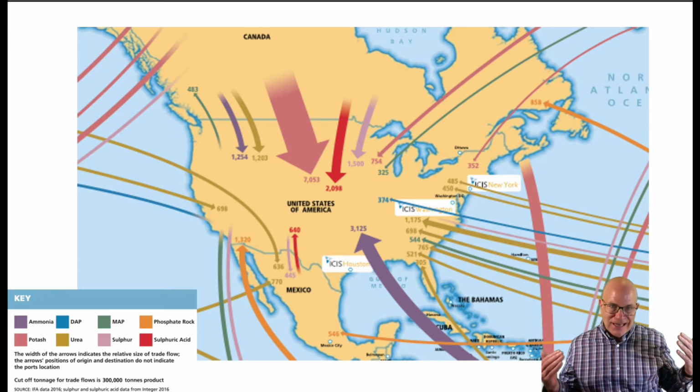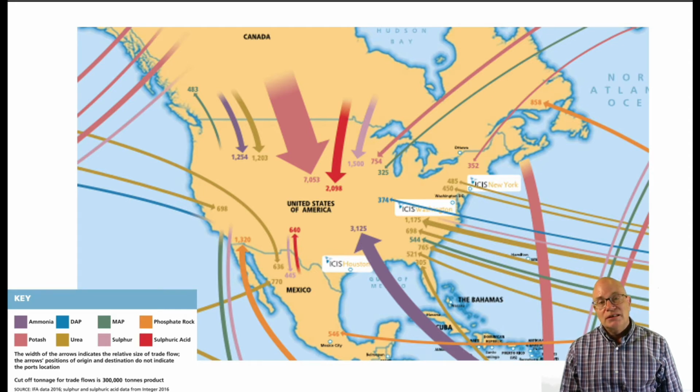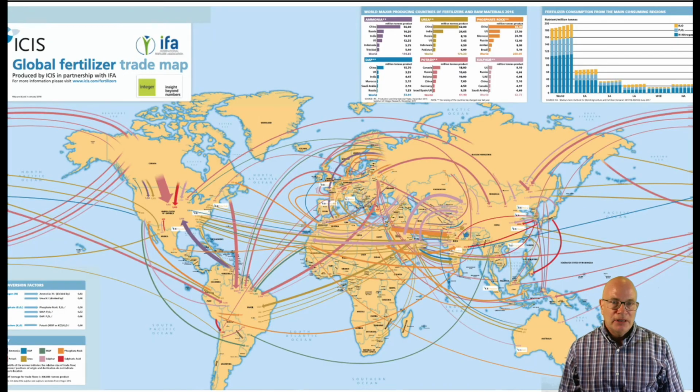You can see again, the U.S. has some major trade flows into it. I would also note that the U.S. is a major producer of all of those products, in particular natural gas and phosphates. So even though we have trade flows into the United States, there are also trade flows out. The U.S. is a major producer of those fertilizers, as we have seen.